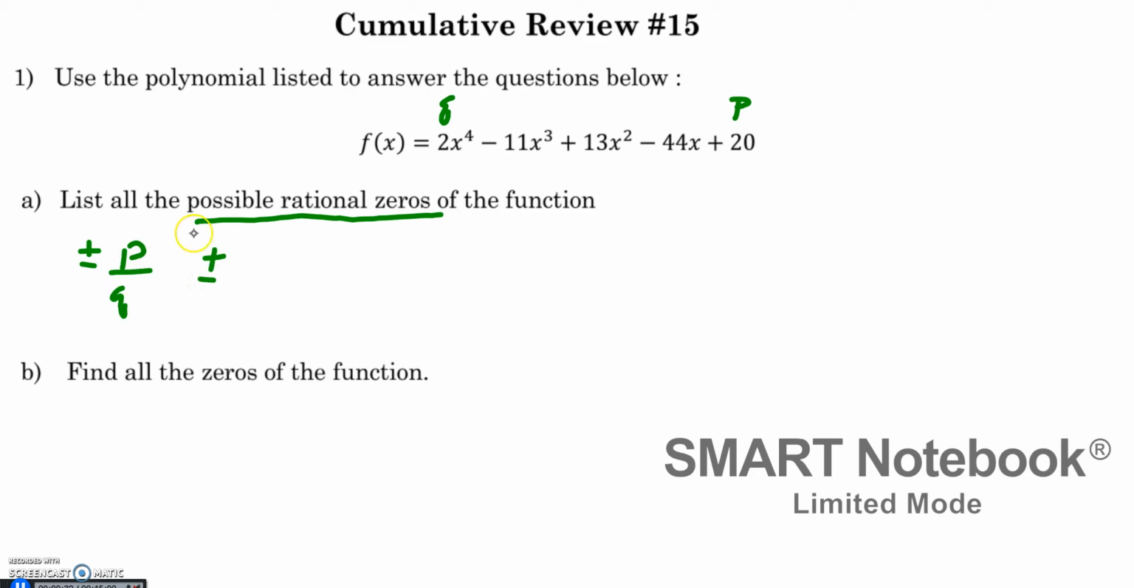q term. So all the factors of 20 would be 1 and 20, 2 and 10, and then just 4 and 5. All the factors of q would be 1 and 2. So we have plus or minus 1, 2, 4, 5, 10, 20 over plus or minus 2. On the answer key, the answer was left like this, but technically we could write out all the different answers just so you understand again what this really means.